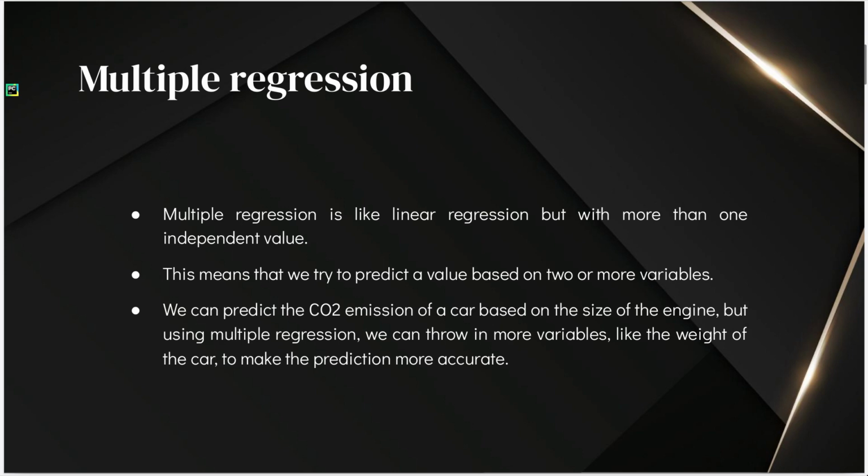So as an example, let us try to predict the CO2 emissions of a car based on its engine size, but using multiple regression. And in this, we will throw in some more variables like the weight of the car to make the prediction more accurate. Because in real life also, CO2 emission is linked to many variables and not just the size of the engine.